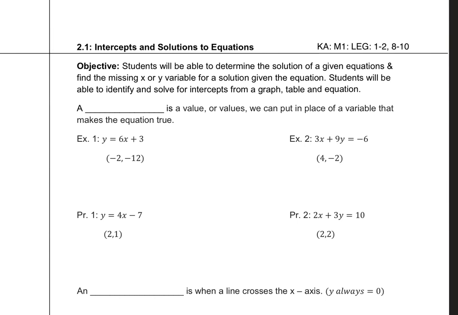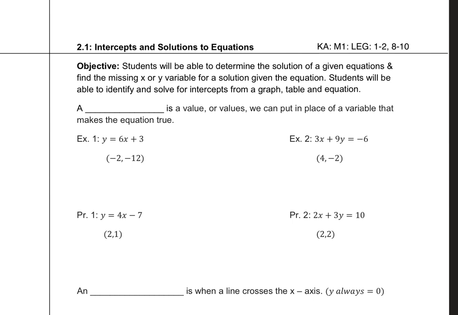All right, welcome back. We're going to talk about intercepts and solutions to equations. Objective: students will be able to determine the solution of a given equation and find the missing x or y variable for a solution given the equation. Students will be able to identify and solve for intercepts from a graph, table, and equation.